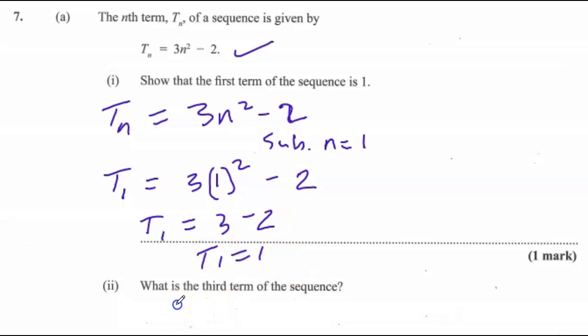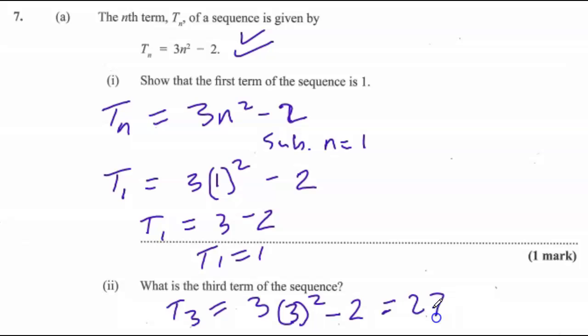The third term is t subscript 3. So this time we're replacing n with the number 3 for the third term. So 3 times n squared becomes 3 times 3 squared. We're using the same formula here, minus 2. And then 3 times 3 squared: 3 squared is 9, 9 times 3 is 27. So 27 minus 2. So the third term is 25.